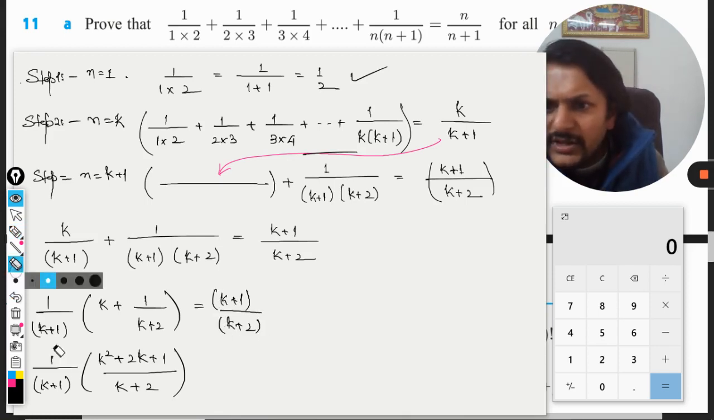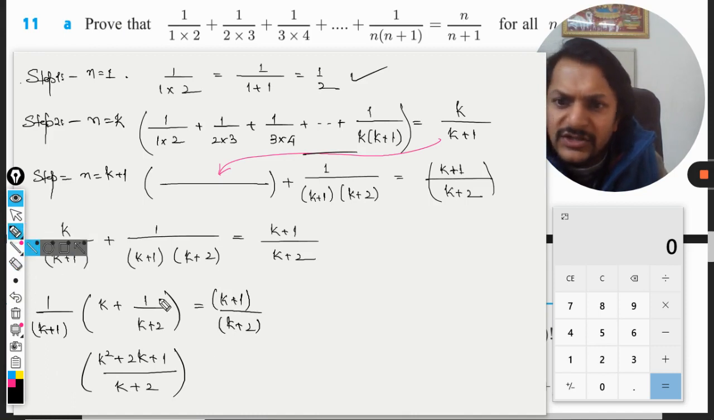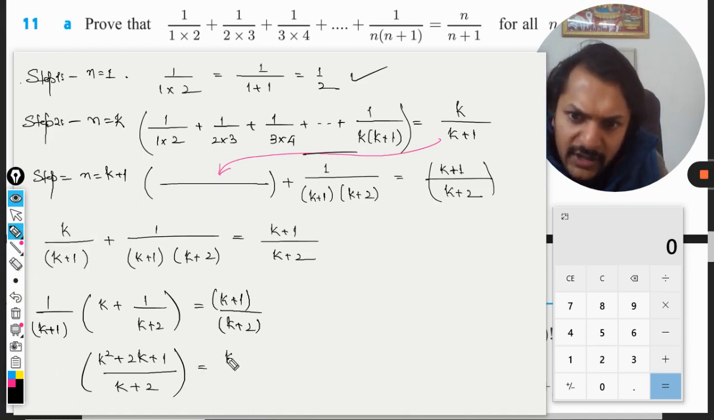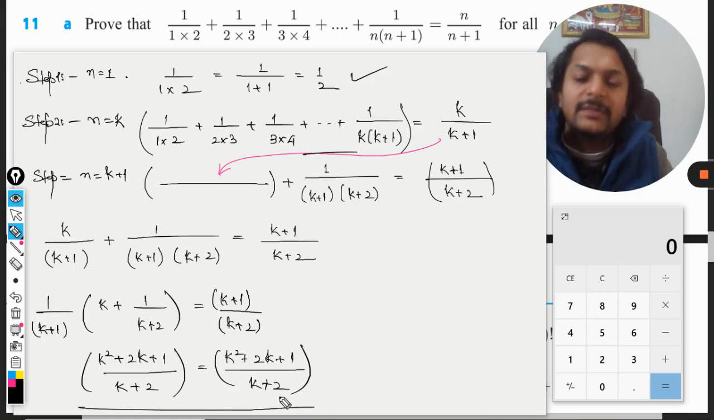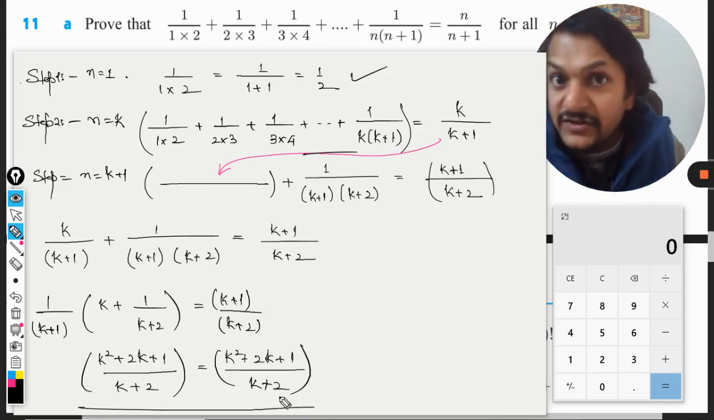Or we can do one thing also, we can take this k plus 1 to the other side, and here it becomes k plus 1 whole square. So it will be k square plus 2k plus 1 divided by k plus 2. Yes, this will be the easiest method to prove that left hand side is equal to right hand side.